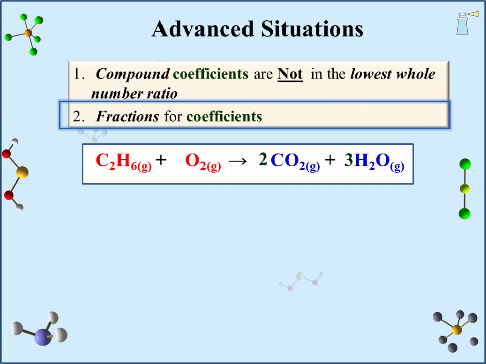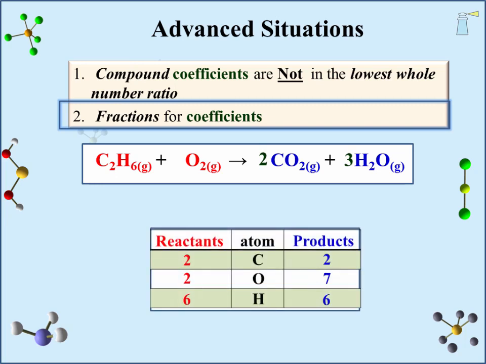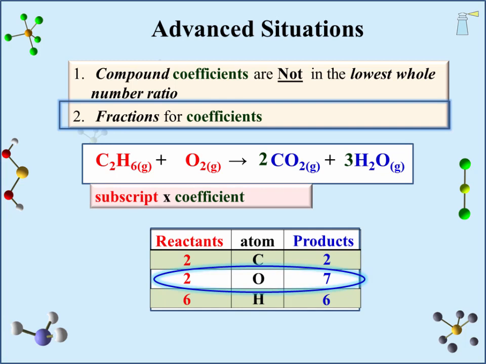Generating a tally up to this point in the balancing process shows only the oxygens need to be balanced. Looking at the lower count of oxygen on the reactant side, what coefficient should be added to the molecular oxygen to get its total count to 7? Is there a whole number coefficient that will do that?